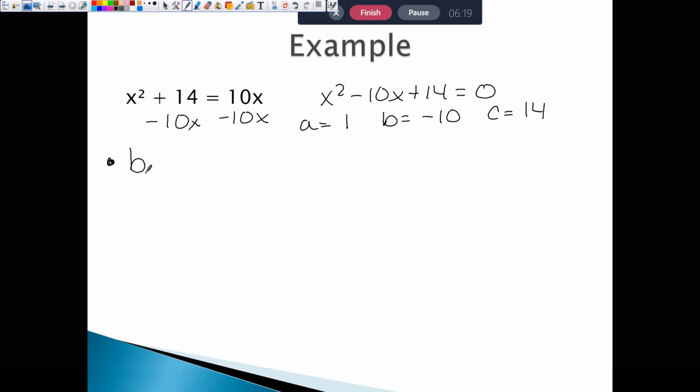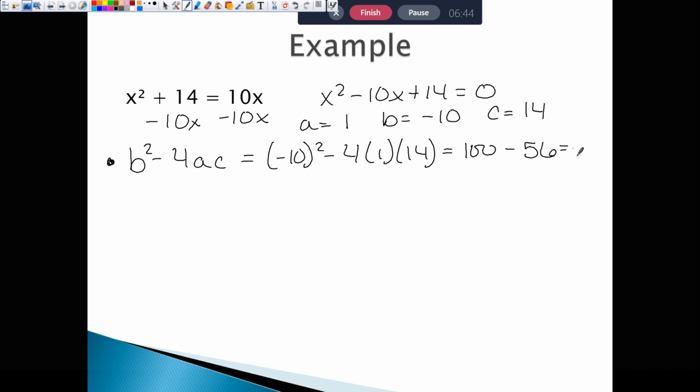So that equation is B squared minus 4AC. So B squared, so negative 10 squared minus 4 times 1 times 14. What is negative 10 squared? 100. Negative 4 times 1? Negative 4 times 14? Okay, 100 minus 56 is 44.